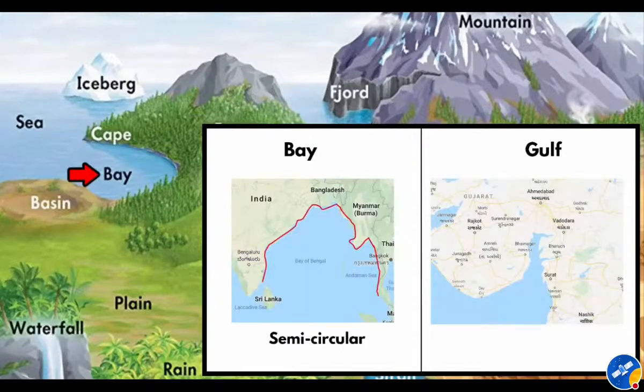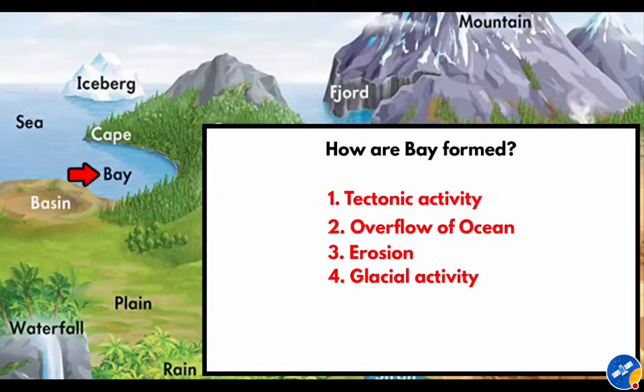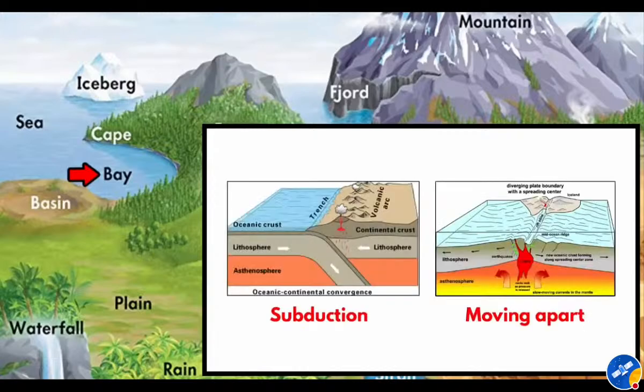If you look at the landmass around the Bay of Bengal, it is in semicircular shape. On the other hand, if you look at the Gulf of Khambat, the sea or ocean water goes deep inside the landmass. That means a gulf has a deep inlet of the sea or ocean. Bays form in many ways. One of them is plate tectonics. The process of continents drifting together and drifting apart causes the formation of many large bays.